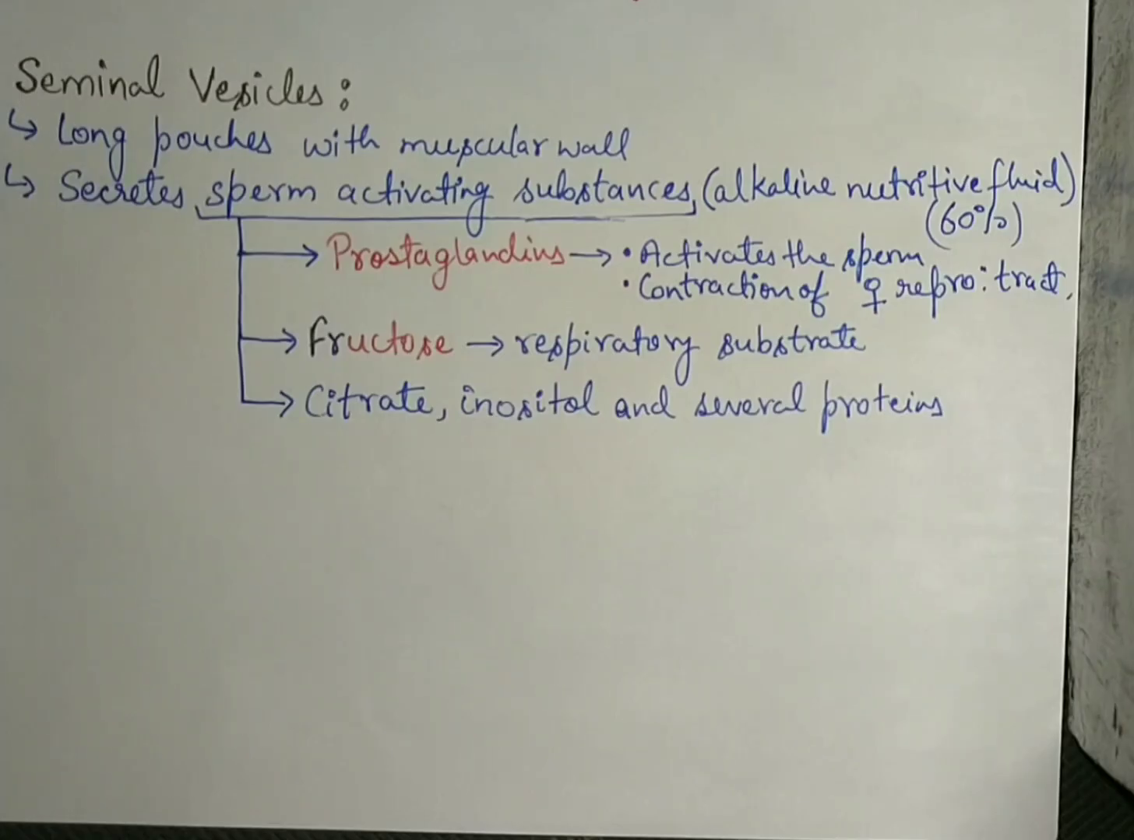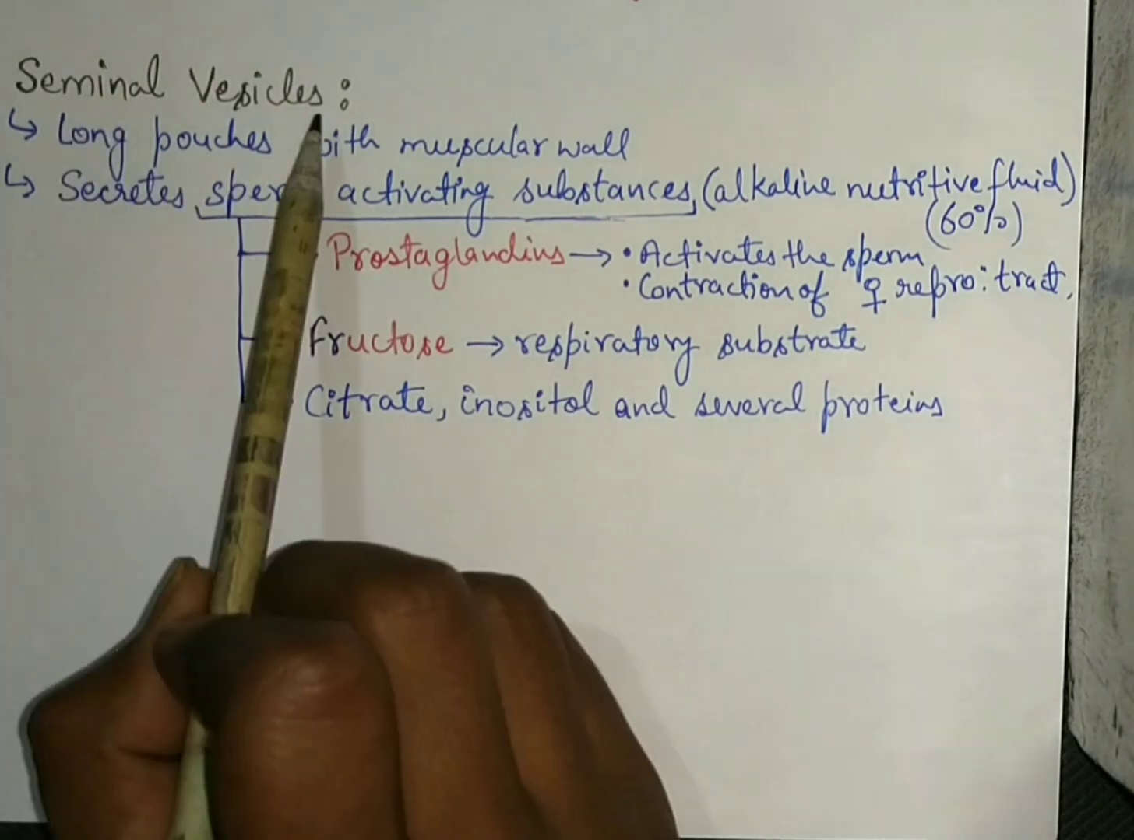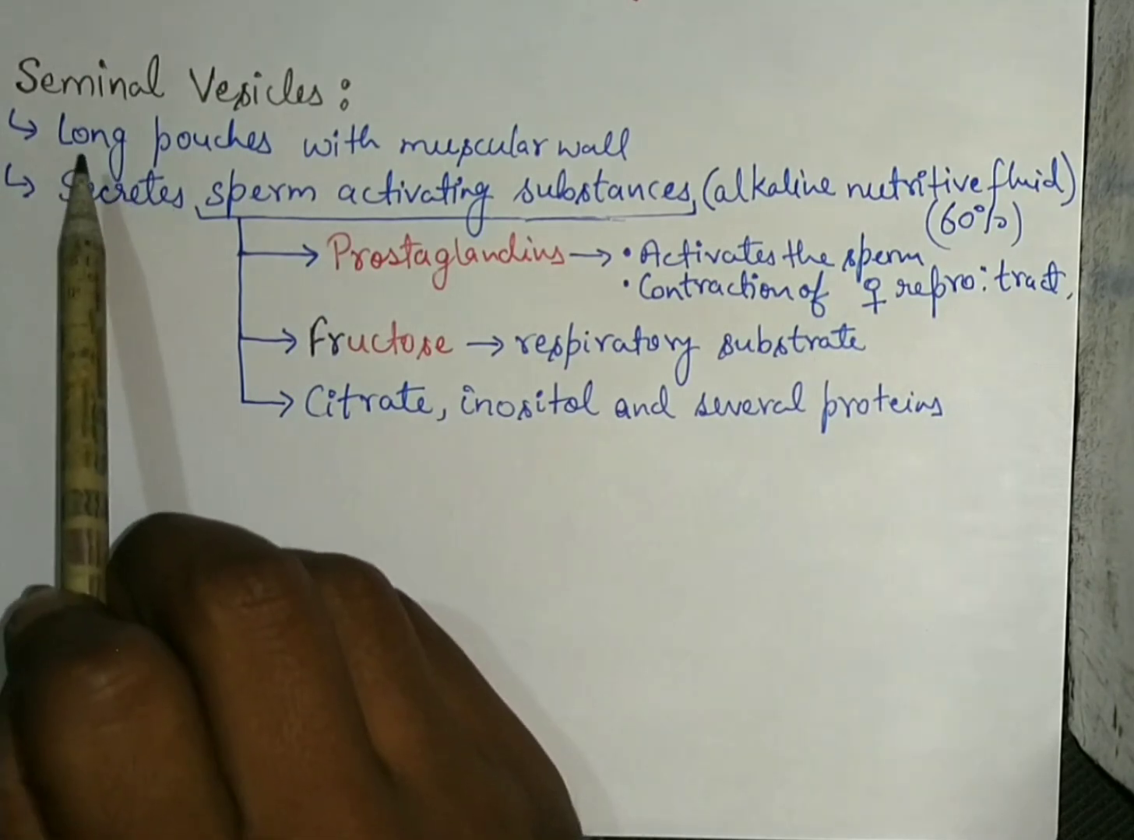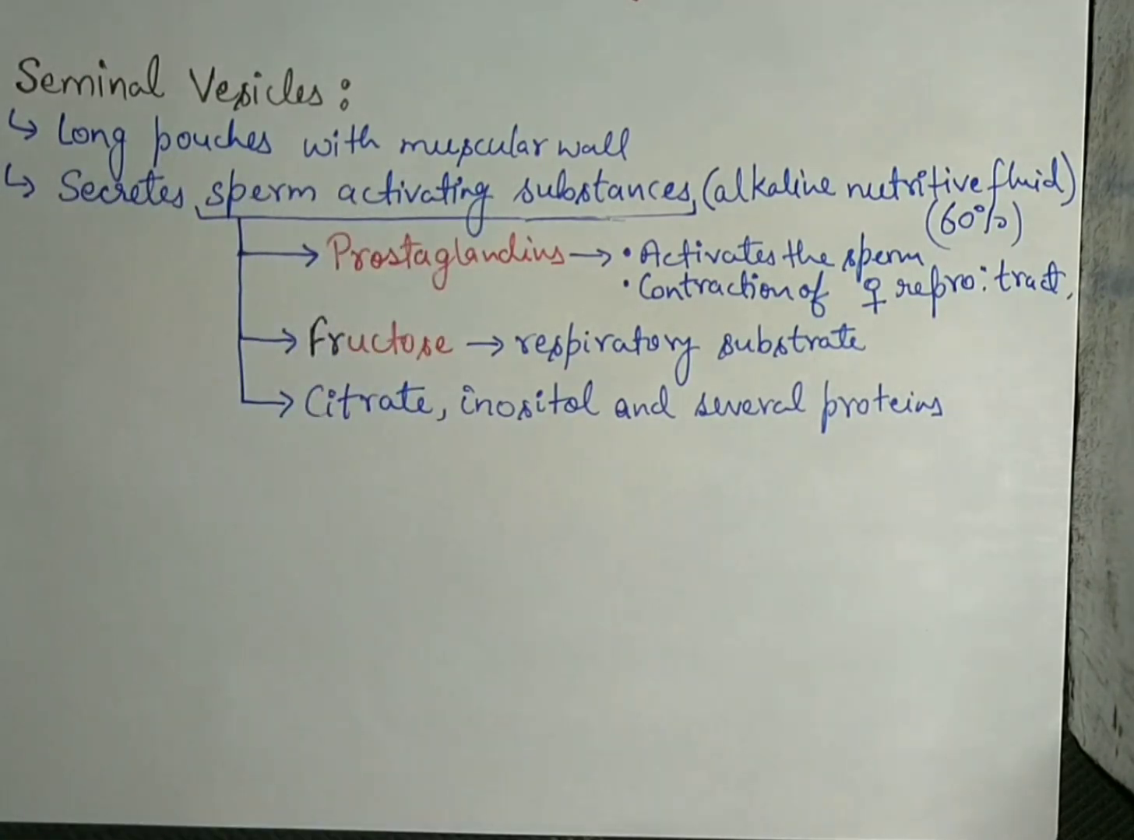अब बात करते हैं various glands की. The very first one is seminal vesicles. It is in pair and it looks like long pouches with muscular wall.